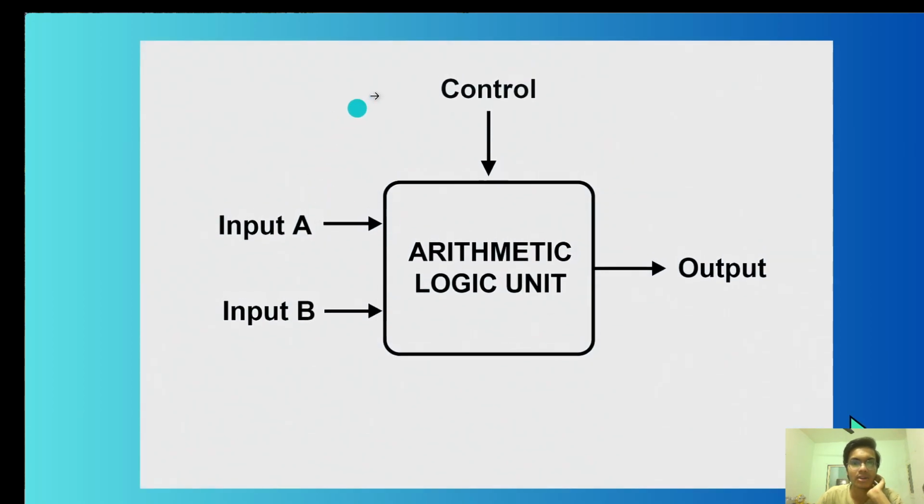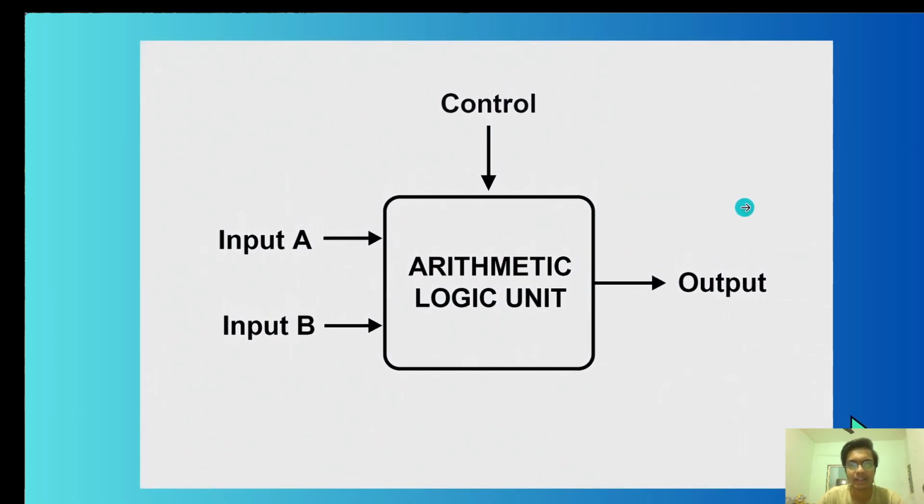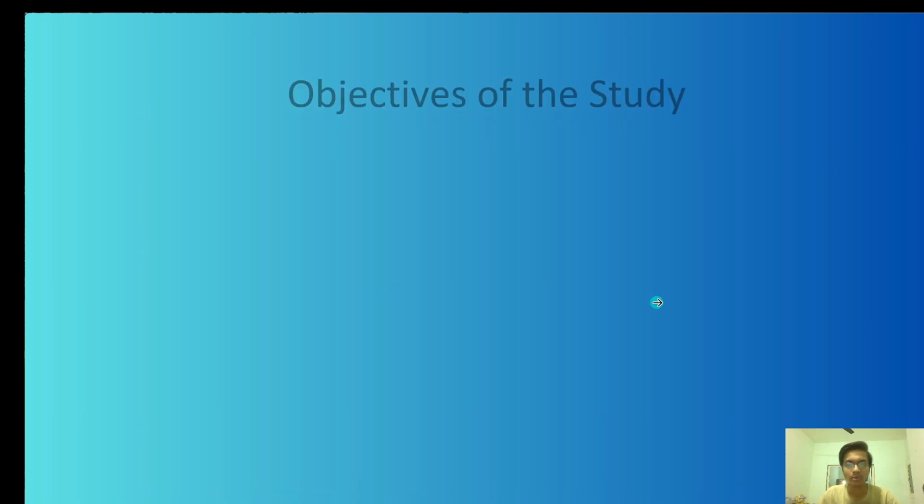This is a simple logic diagram of how an ALU works. We will take two inputs, then we will control them using the selecting line of a multiplexer. We'll go further to the proper ALU and get the output.